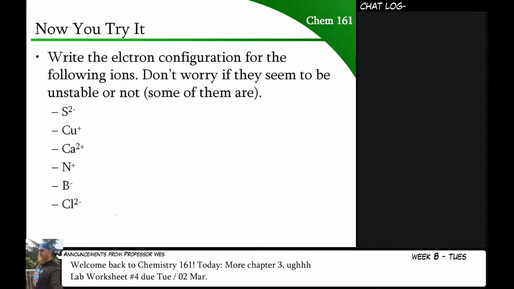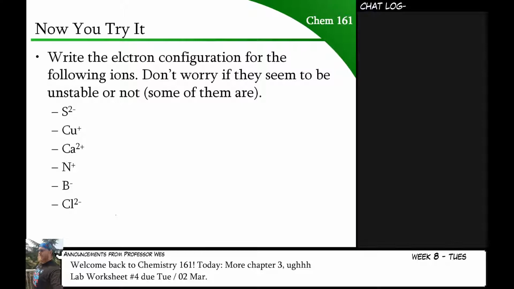So I've got some electron configurations for you to write out. Don't worry if they seem to be unstable or not. These are not going to follow the octet rule that you probably recall from 140. These are just for practice. So write the electron configuration based on what you see here.